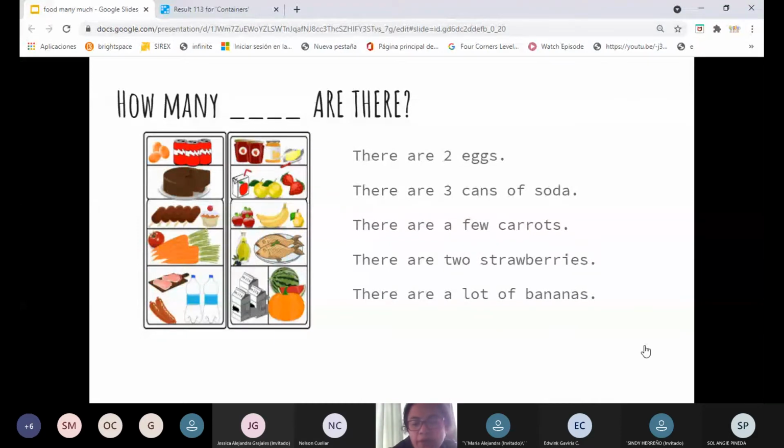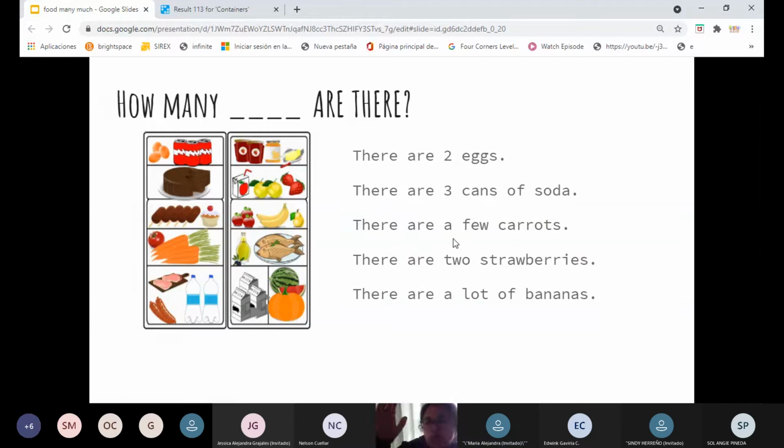There are a few carrots. Creo que Alejandra era la que le iba a decir ahorita y no lo terminó. Is that you, Alejandra? Maria Alejandra? Or was there another person? Yes, teacher. Go on. What is the question with carrots, Alejandra? How many carrots are there? Exactly. So there are a few carrots, okay, a few.